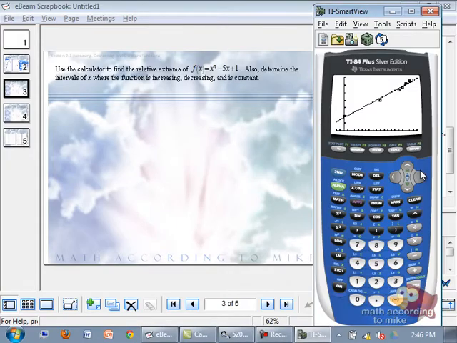Use the calculator to find the relative extrema of f of x is x cubed minus 5x plus 1. We're also going to determine the intervals where the function is increasing, decreasing, and constant. Okay, when you're ready, bust out your calculator.